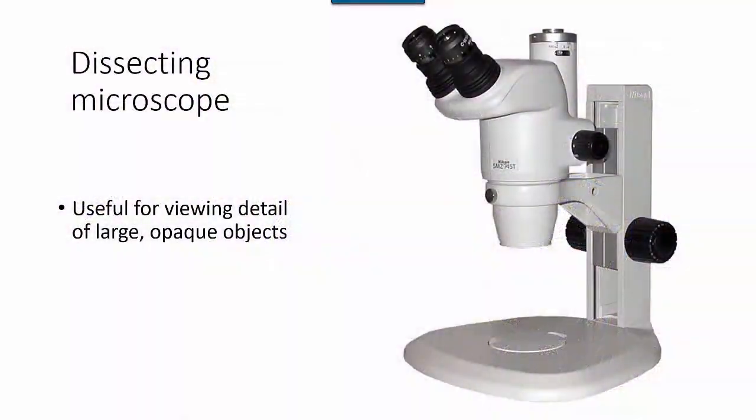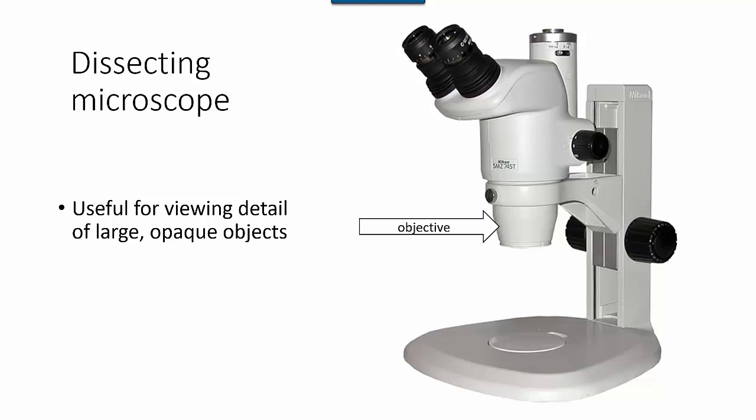Some objects are too large or three-dimensional to be placed on a slide and viewed with a compound microscope. Dissecting scopes are useful for viewing these items more closely. The parts and functions of this microscope are a little different, so let's make sure you're familiar with them. Your dissecting scope has two 10x oculars, just like the compound microscope. Remember, these magnify the specimen 10 times.